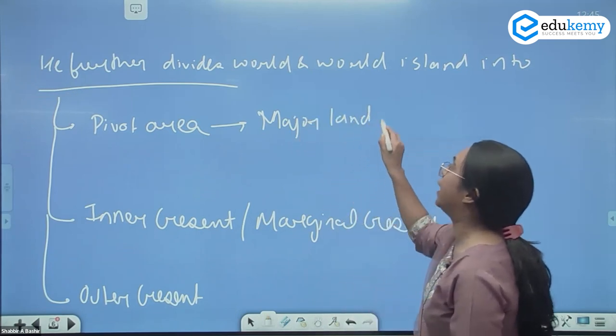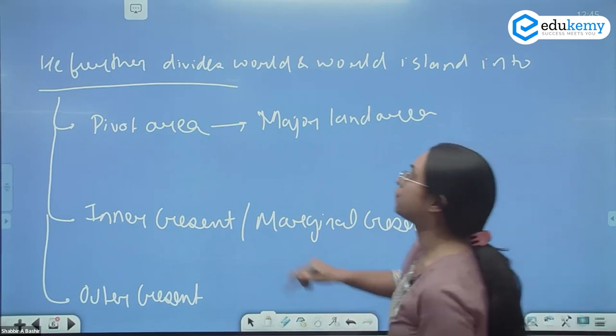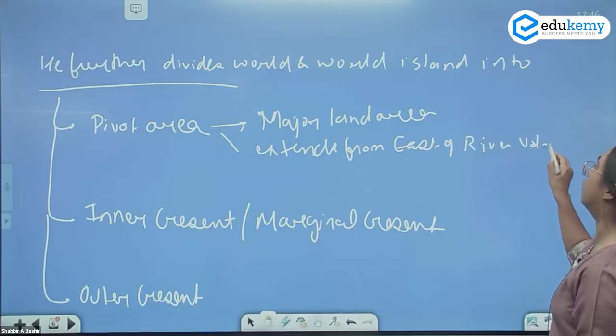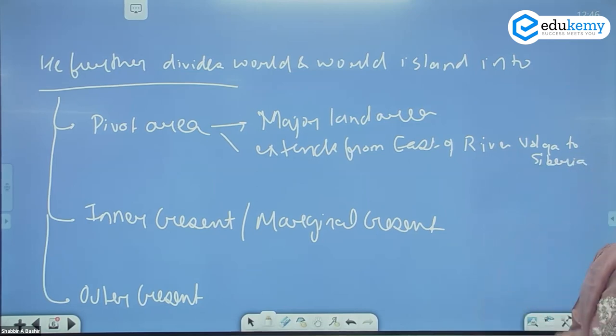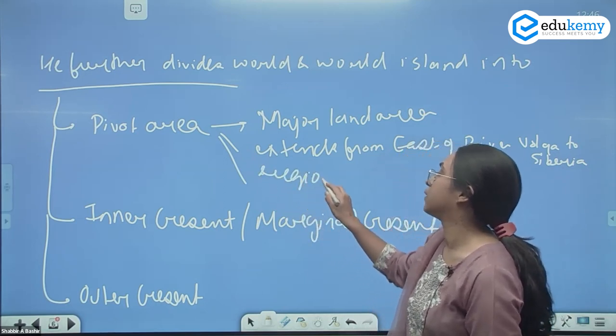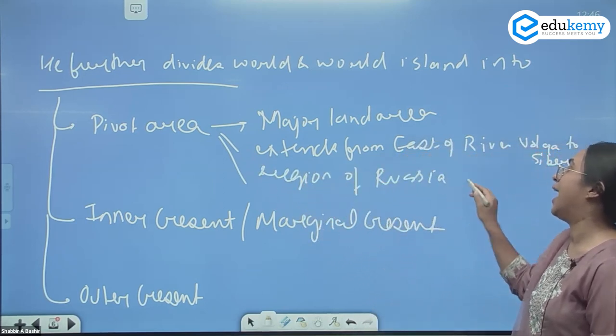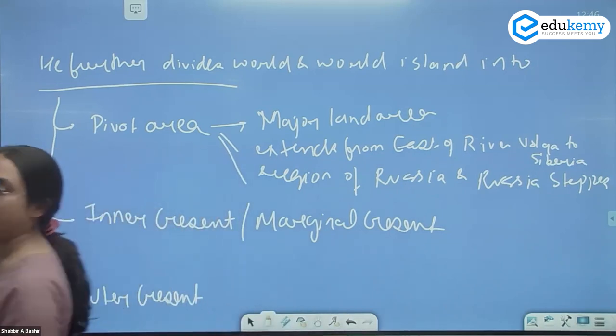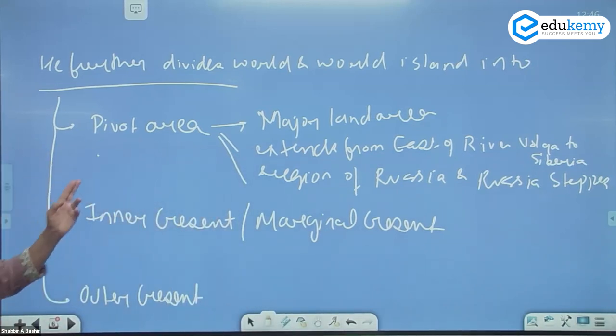The major land area extends from east of river Volga to Siberia. This is the whole land power. It is extending from east of river Volga to Siberia. This is basically the region of Russia and the Russian steppes. He says the World Island is divided into three parts. The major one is the pivot area. It is the major land area, extending east of river Volga to Siberia, the region of Russia and the Russian steppes.